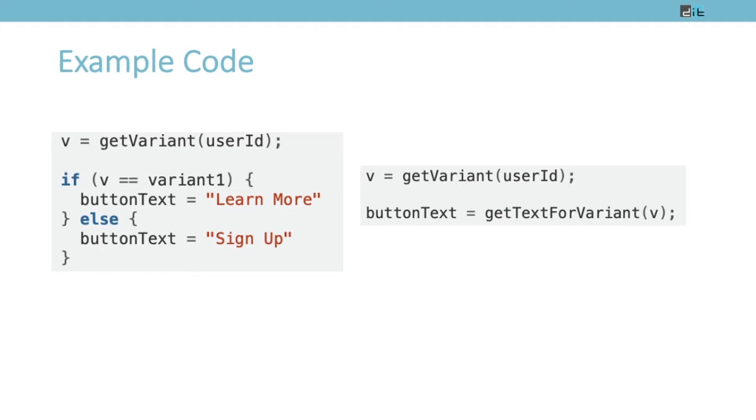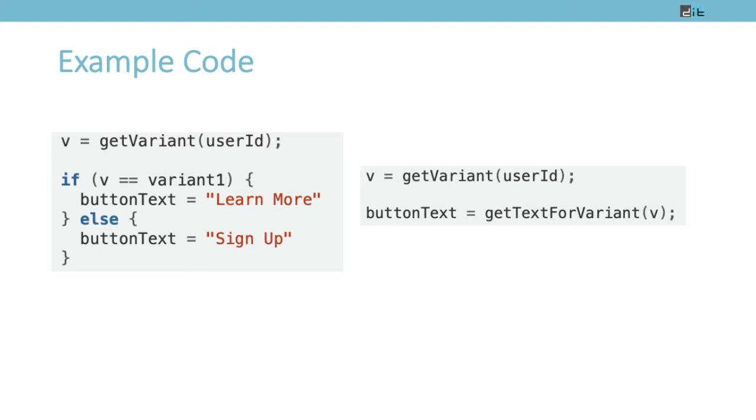Very, very simple code. So what we're doing here is that assume a user came in and their user ID is stored in this variable, user ID. So what we're doing is that we're getting the variant. We're basically telling the system that, hey, you need to decide whether I should be showing this user, let's say, version 1 or version 2 of the app.